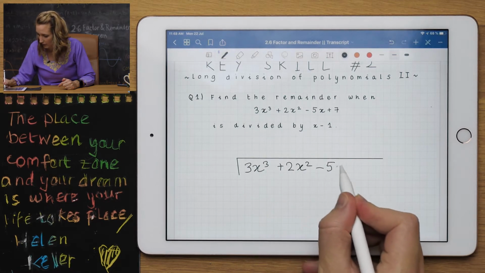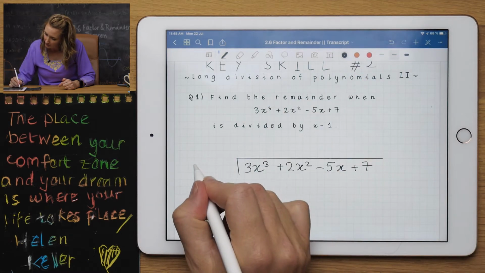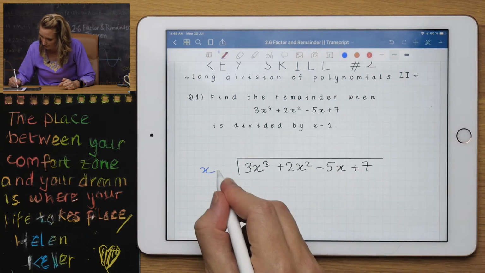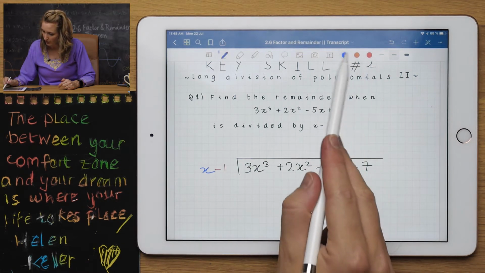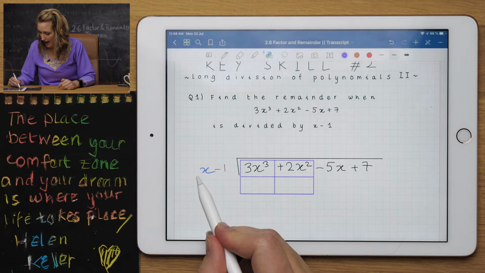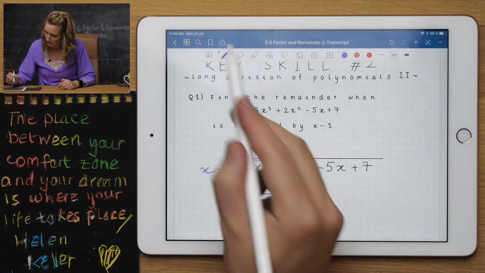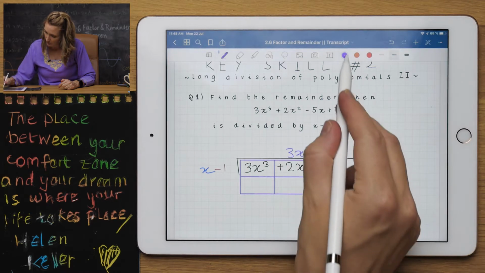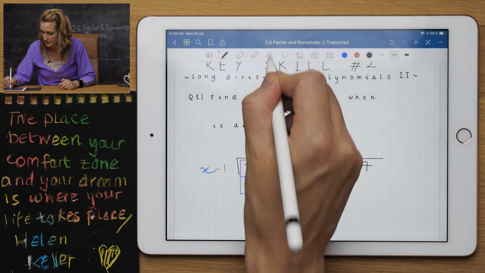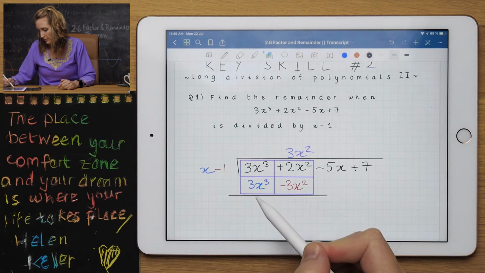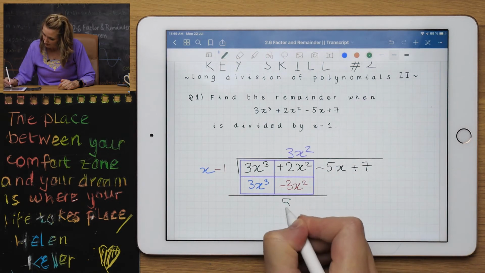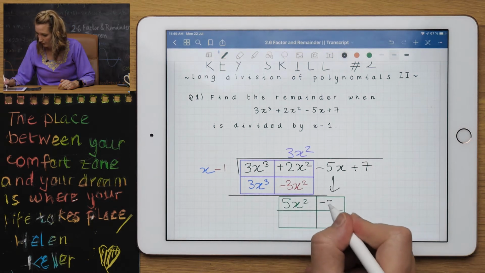I'm going to go a little bit faster now because I hope you've got the hang of this one now. Okay, first block, here we go. 3x cubed divided by x, 3x squared, multiply, multiply. Blocks are finished, let's subtract. This would be 0, and this would be 5x squared. Drag down from the top.